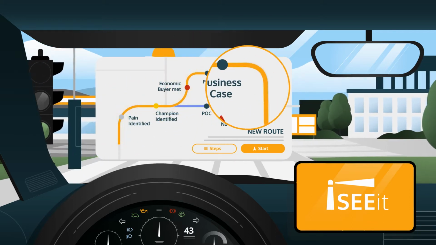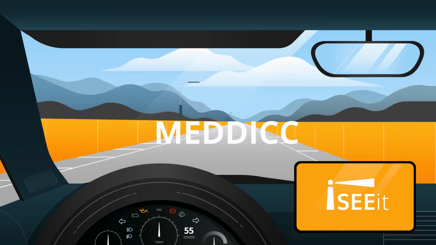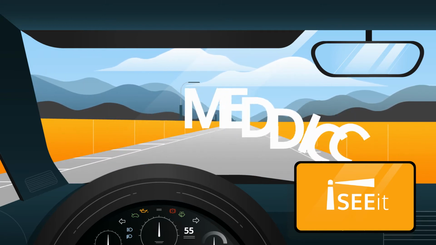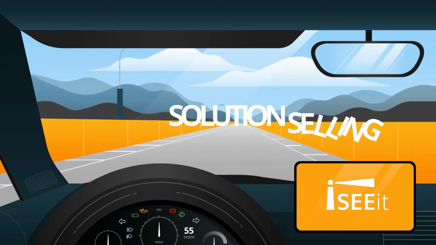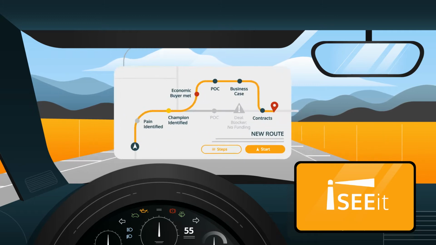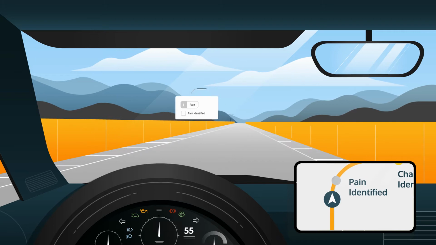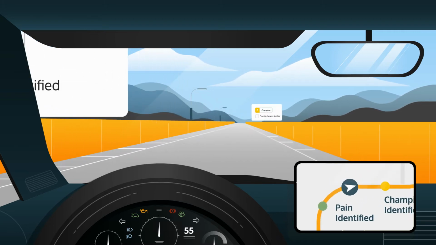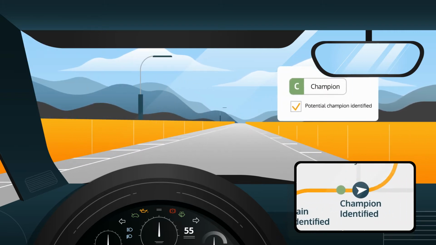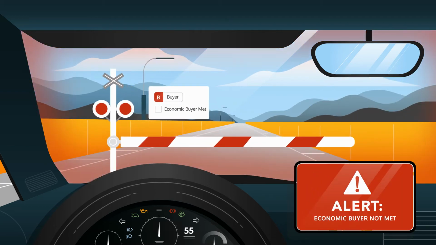iSEEit is a native Salesforce app that allows you to visualize any sales qualification methodology and fully configure your sales process based on your best practices so that you can more accurately and consistently qualify opportunities and close deals. iSEEit creates aggregated, intuitive views with structured, real-time data and detailed, up-to-the-minute reporting.